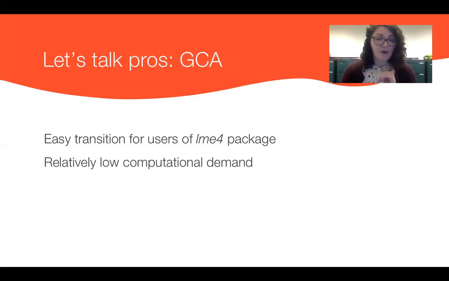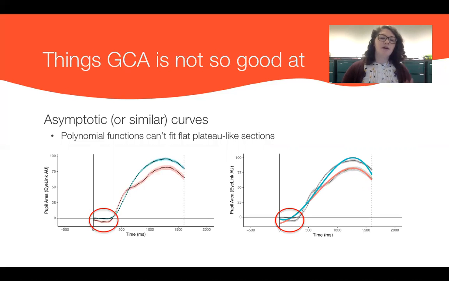All right, I'm going to talk about some cons now. The first one I want to discuss is something that GCA is not very good at, and that is fitting asymptotic or similarly non-polynomial curves. The simple explanation here is that polynomial functions can't fit plateau-like sections. The data I've been showing you as an example is actually a really great example visually to look at this. At the beginning of this example data, I have a very flat section where there's no change in the pupil size.